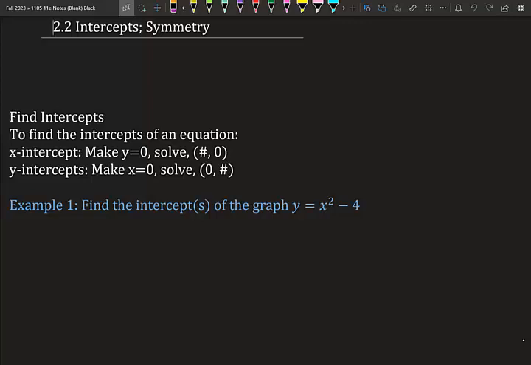To find the intercepts of an equation, to find the x-intercept, you make y equals 0, solve, and you're going to have a number, 0. To find the y-intercept, you make x equals 0, solve, and you're going to have the 0, number. When you get stuck in college algebra, always think of the opposite. If we're finding intercepts, something needs to be 0. The opposite of x is y. That's why y is 0. For a y-intercept, the opposite of y is x. That's why x is 0.